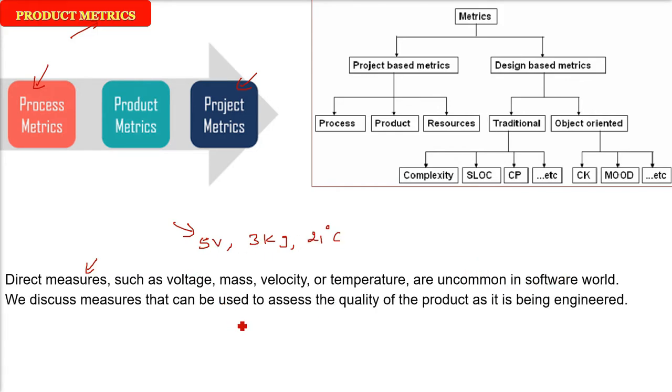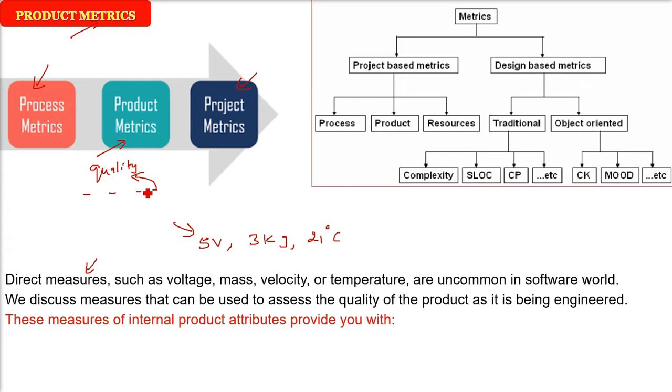So we will discuss the measures that can be employed to assess the quality of the product, or you can say the software or the application or any app, as it is being engineered. That is, we are talking about quality here. So we would like to measure. Until we measure, we will not be able to understand the attributes or what the qualities are. So these measures of internal product attributes provide us with certain things.